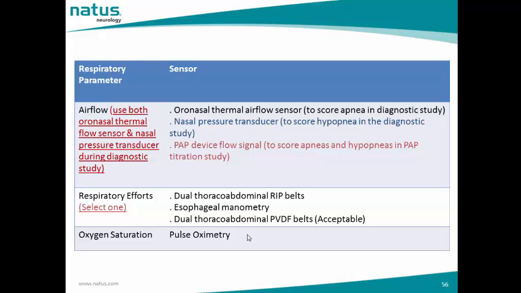For the respiratory efforts, we should select one of the sensors. The dual thoracoabdominal RIP belts, esophageal manometry, or dual thoracoabdominal PVDF belts are acceptable. For oxygen saturation, the recommended sensor is pulse oximetry.